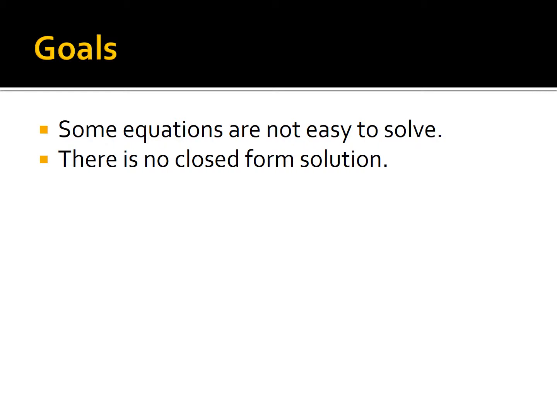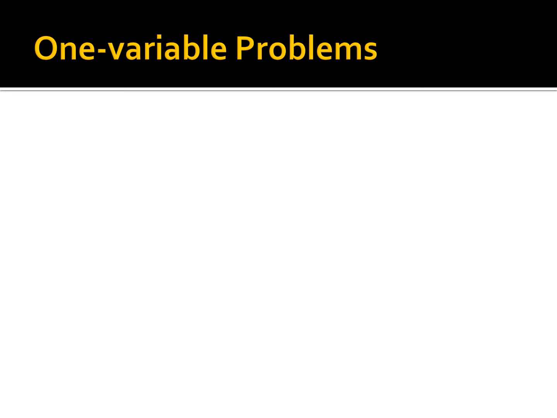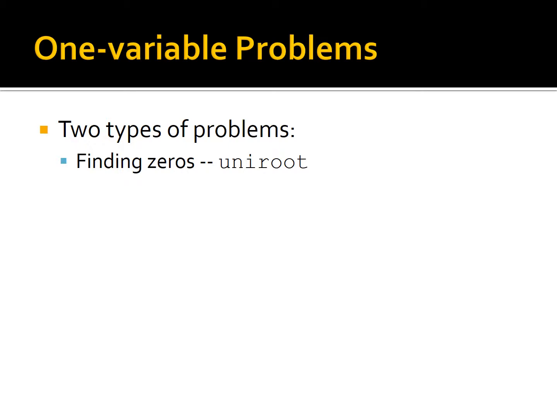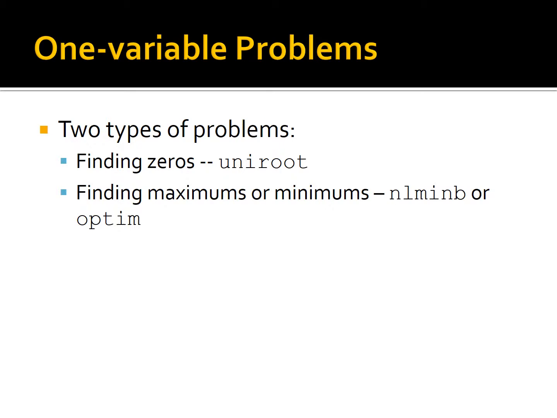And sometimes, even though you know how to solve the equations, there is no closed form formula, so doing it with R would be easier. So let's start with one variable problems. There are two types of problems that we can use R to solve. First, we would like to find zeros. We can use the function called uniroot, and we can find the maximum or minimum using the functions called nlminb or optim.